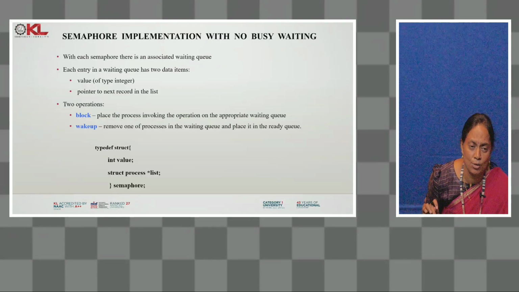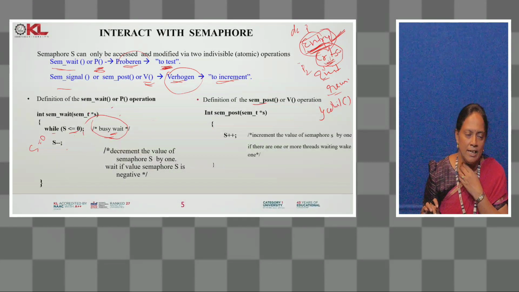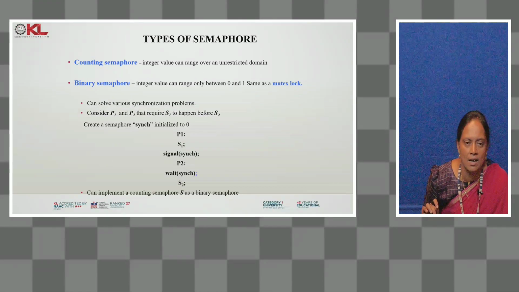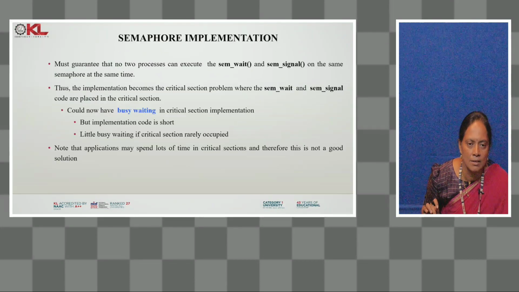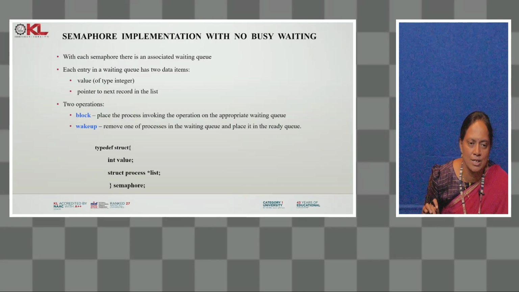Simply we are adding two other functions, that is block and wakeup. So here, to avoid busy waiting, we are slightly modifying the definition of the semaphore wait and post operations. We are including two functions, block and wakeup. For each semaphore there is an associated waiting queue. That means we are sending the processes which are waiting on that semaphore into a waiting queue. Then the state of the process is changed to the waiting state.